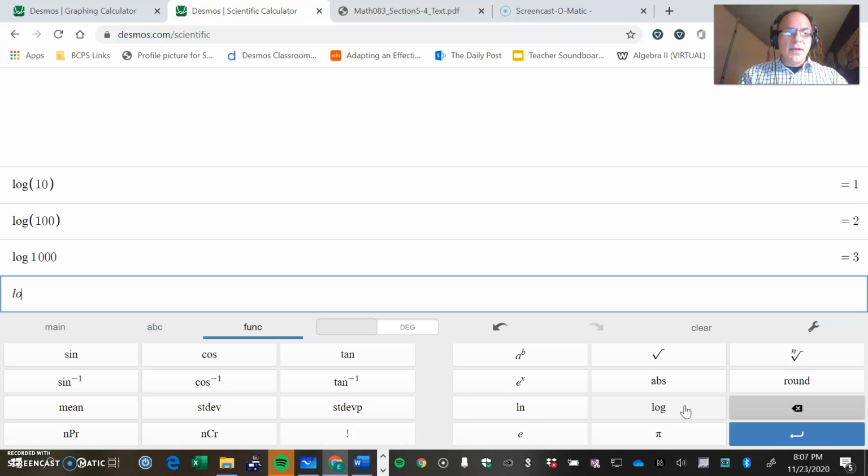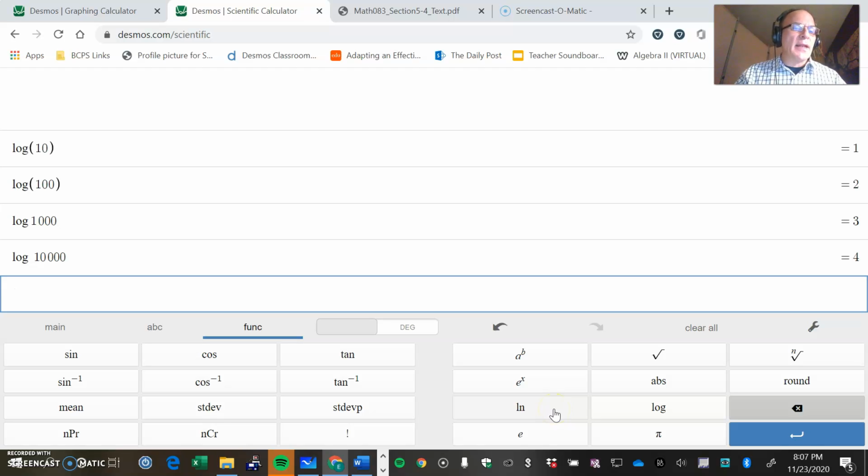Okay, so log of 10,000, which was in the example, should be equal to 4, and so on and so forth. So with base 10, every time I multiply by another 10, that's going to give me another exponent. So 10 to the fourth power is 10,000, and so on and so forth. So a logarithm without a base is a common log, and that just means the common log is always base 10. Okay?